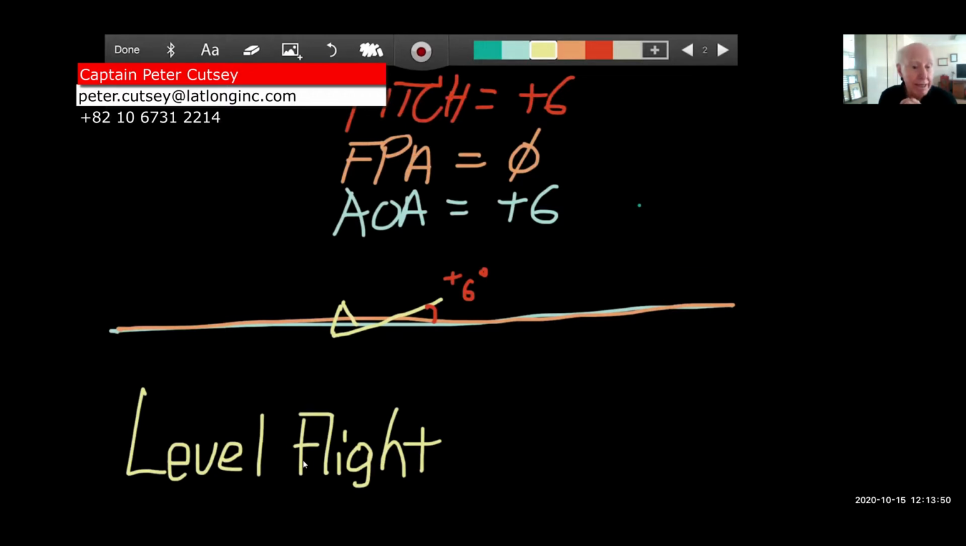In level flight, you're not climbing, you're not descending. Here we are with a pitch of plus 6 degrees, let's say at flaps 5 downwind on a traffic pattern. Your flight path angle is 0. The angle between your flight path and the horizon is 0. The angle of attack is the difference between the pitch angle and the flight path angle, which is plus 6. So the angle of attack is plus 6 in level flight.